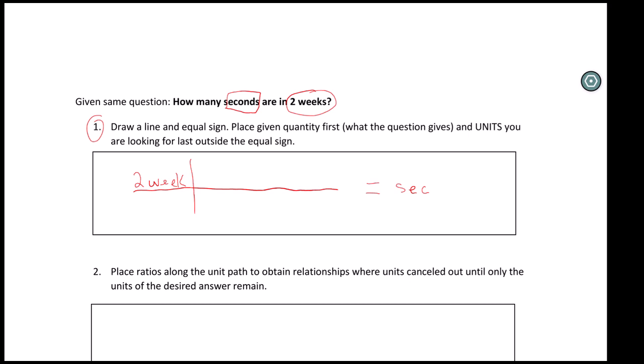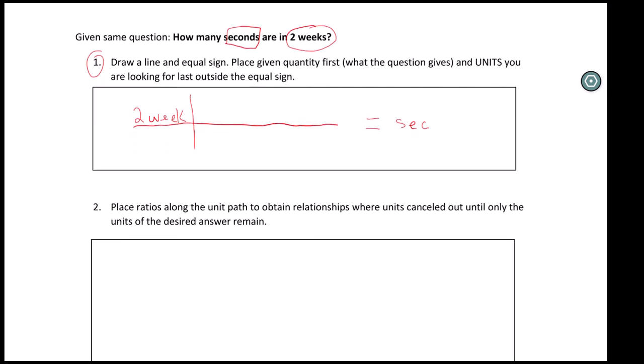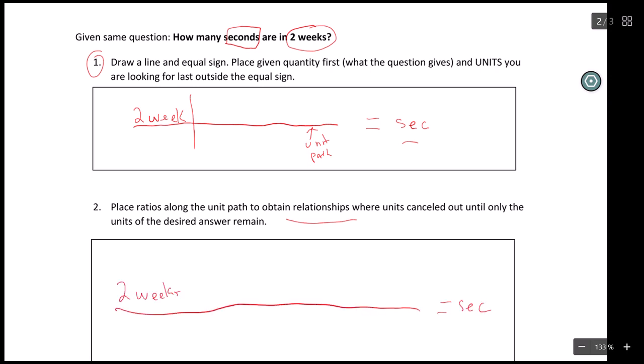So what we start to do in number 2 is, along that unit path, which is this line right here, you're going to start putting relationships where we cancel out units until we get to seconds. So let me draw that one more time. We started with 2 weeks. I got my 2 weeks here. I have my line. I have my equal sign, which is where my seconds are. And I've got to start to do unit ratios right here on top and bottom, so I can eventually cancel out units. You can do it in any order you want, but I usually am going to start to cancel out the units I see here.